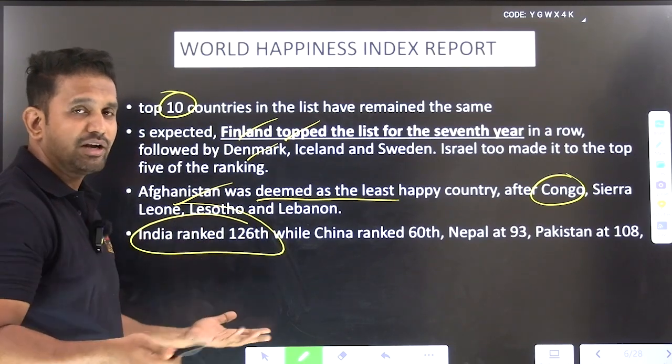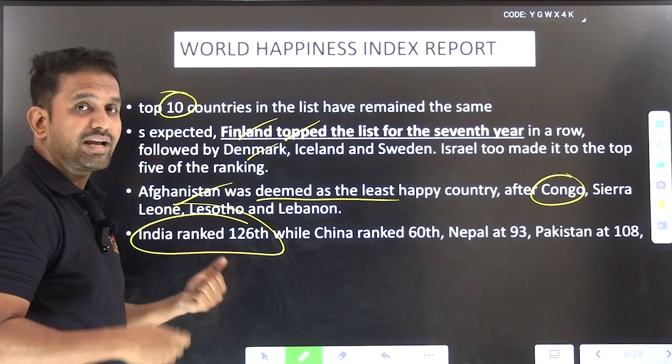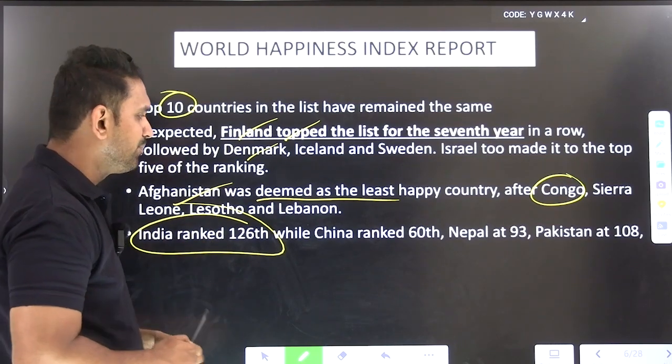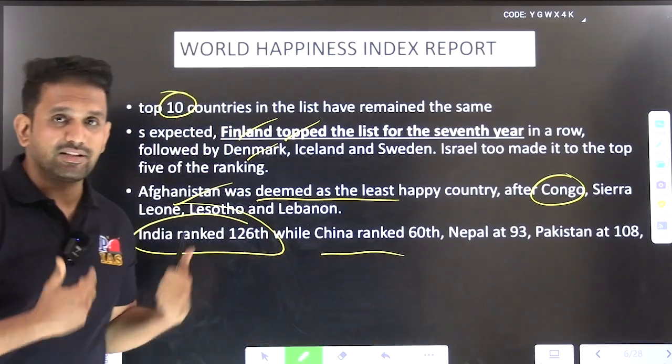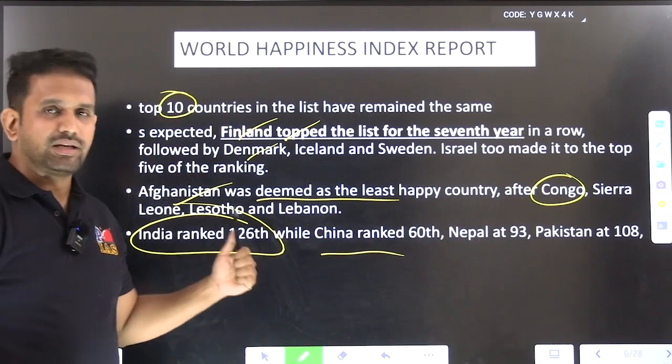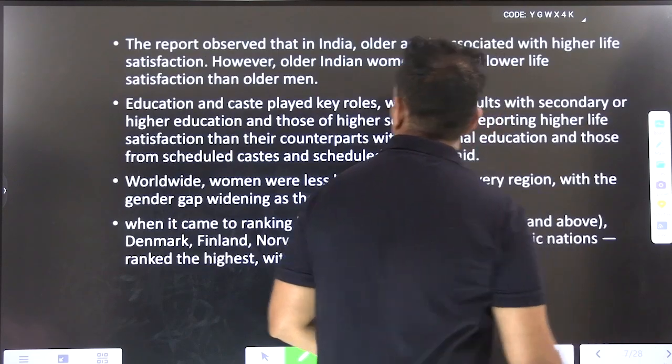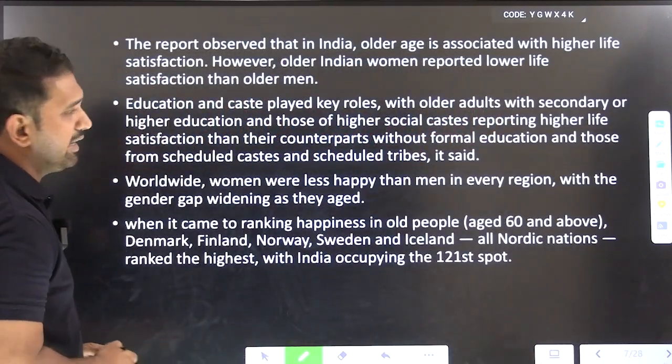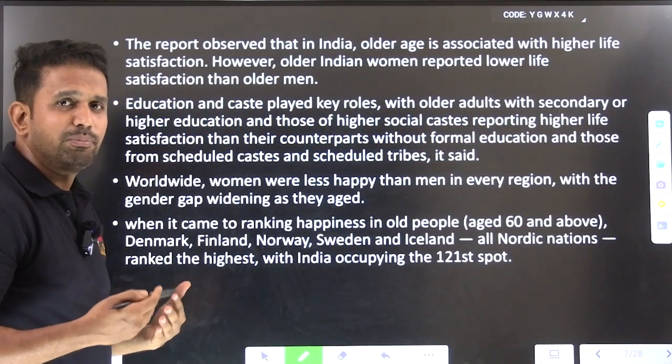India is ranked at 126. So we are also not doing great with regard to happiness. We are ranking 126 in happiness. That is very bad. China is better than India with regard to happiness. Even Pakistan has been pegged better than India with regard to happiness.